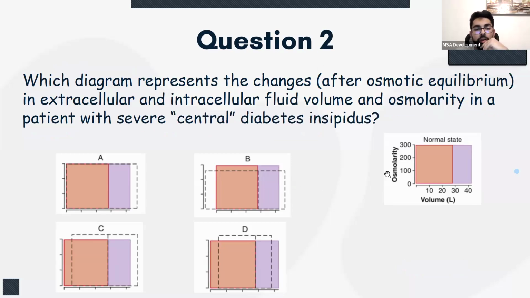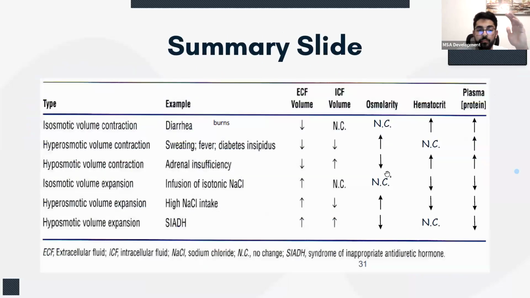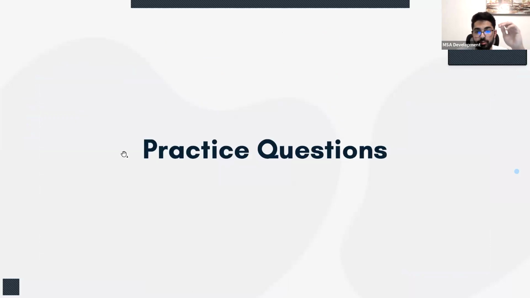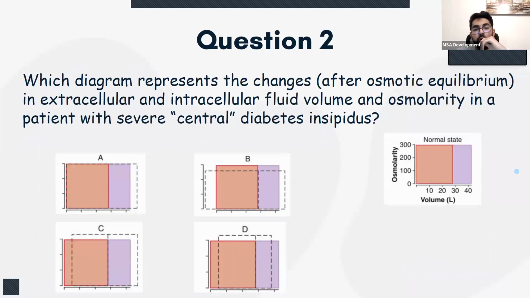Moving on to question number two. This is an example of a guy who had severe central diabetes insipidus. You don't need to know central, but diabetes insipidus. If you know what diabetes insipidus does, try to solve it on your own. What diabetes insipidus does is that it's going to cause a hyperosmotic volume contraction. And I want you to think, how would that look on that graph? So the answer to this question is going to be D.